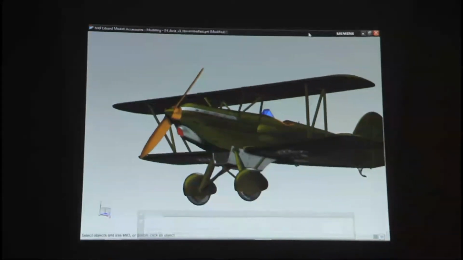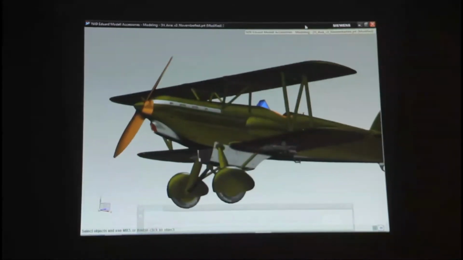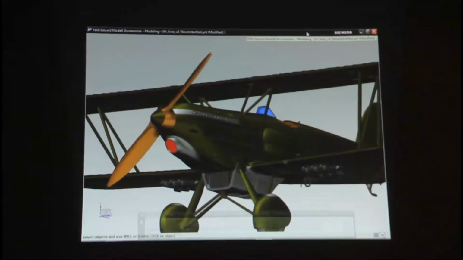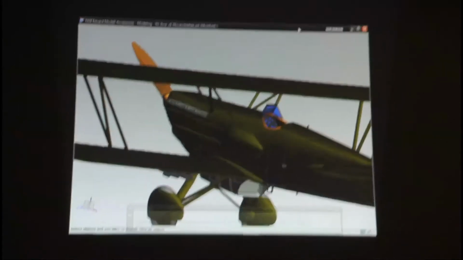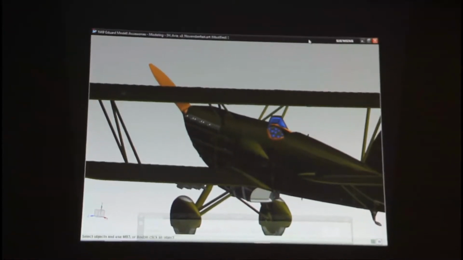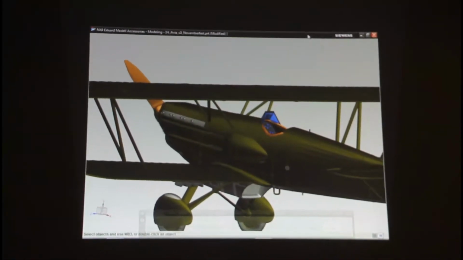Okay, it is a Czech national treasure, this aircraft. It's the 3-4, a Czechoslovak pre-World War II aircraft.